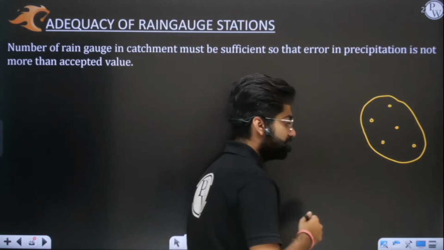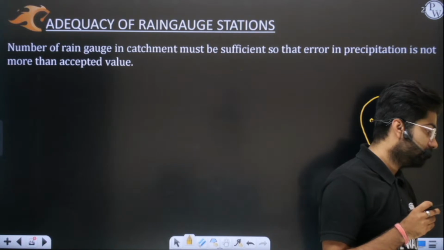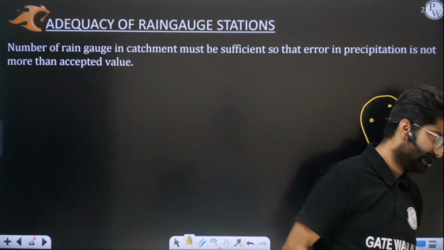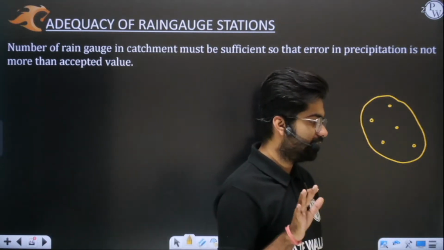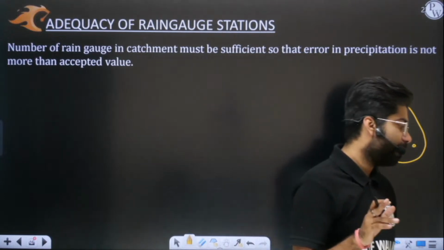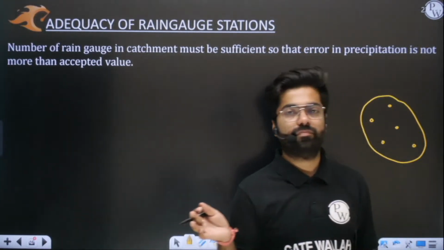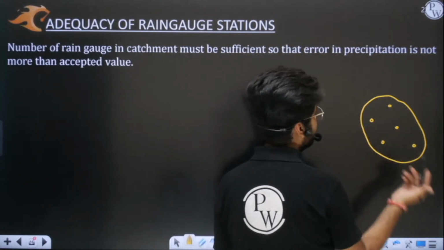One student has asked here about the standard minimum distance between two rain gauges. There is nothing mentioned as such. I will let you know where to place it, don't worry. And one more doubt: sir, will we take circular area for rain gauge? No, rain gauge is placed in any area. What is the meaning of circular area here?